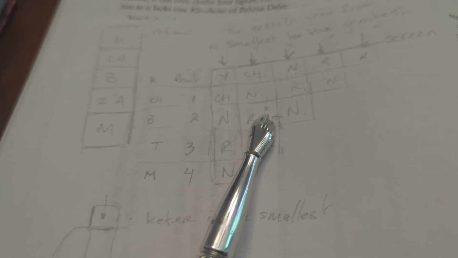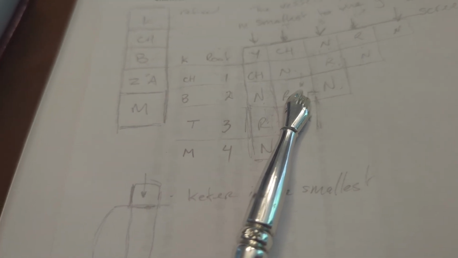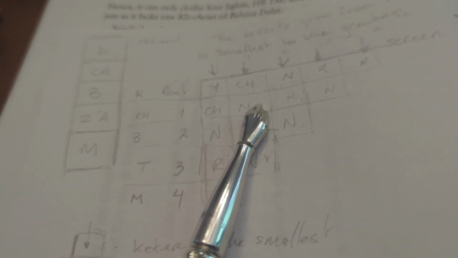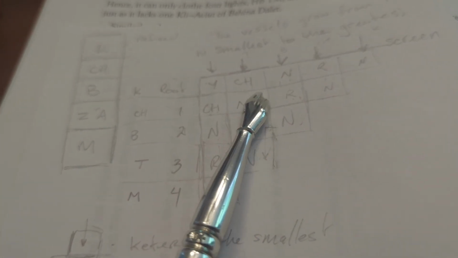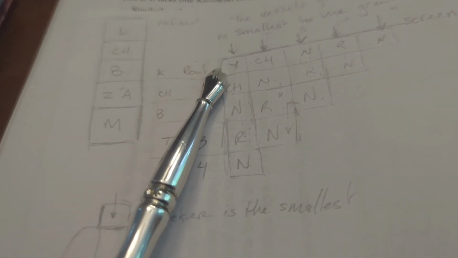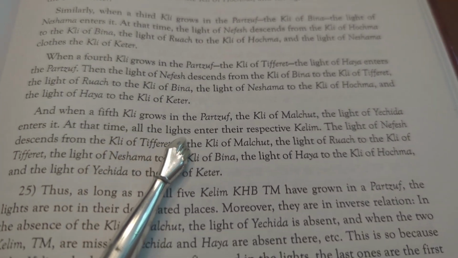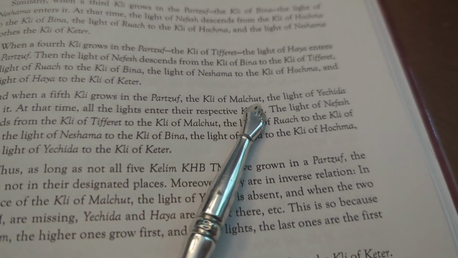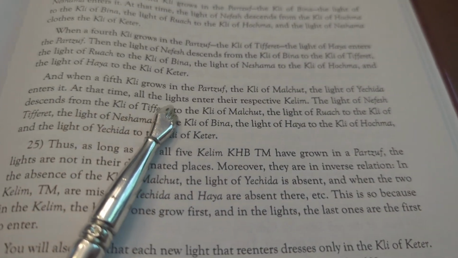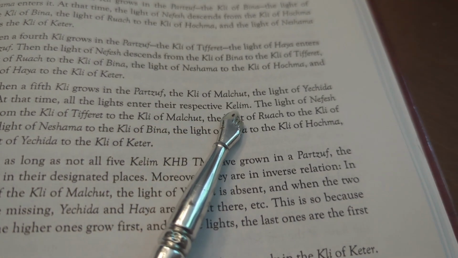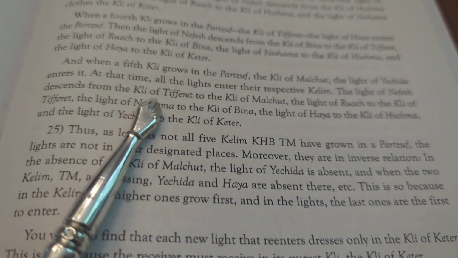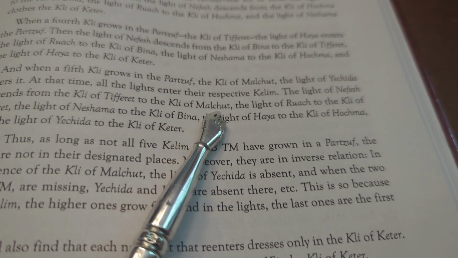The light of Ruach descends into Tifferet. The light of Neshama from Hochma descends into Bina. And the light of Chaya descends into Hochma, and Yechida into Keter. So it says here, when the fifth grows in the Partzuf, the Kli of Malchut, the light of Yechida enters it. At that time, all the lights enter the respective Kelim. The light of Nefesh descends from the Kli of Tifferet to the Kli of Malchut.